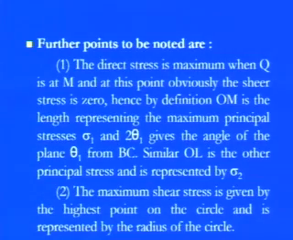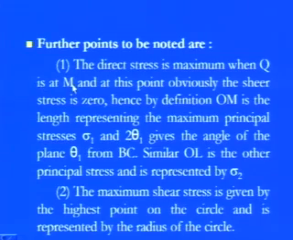From that, we can now find some important observations, and these points are to be noted. The direct stress, sigma theta, is maximum when Q is at M, and this is the point where there is no shear stress. If we go to the analytical solution, we found that if you differentiate sigma theta, d sigma theta divided by d theta, and equate it to 0, the plane is given by tan of 2 theta p equals 2 tau xy divided by (sigma x minus sigma y).